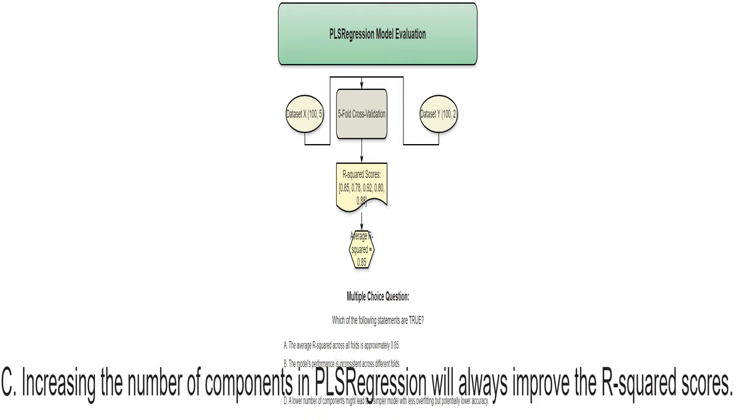That's not always true. While adding components can improve the R-squared score on the training data, it increases the risk of overfitting, and might actually reduce the R-squared score on new, unseen data.